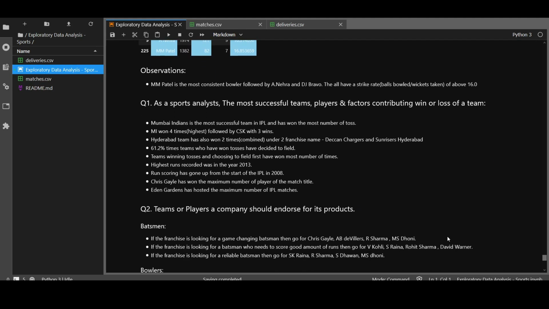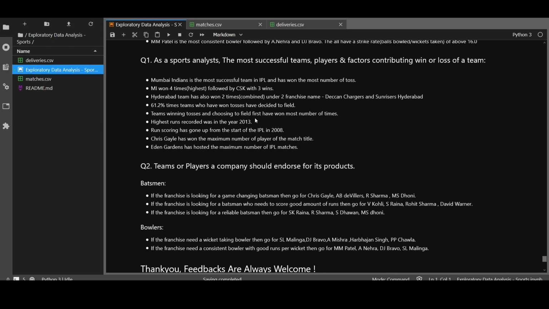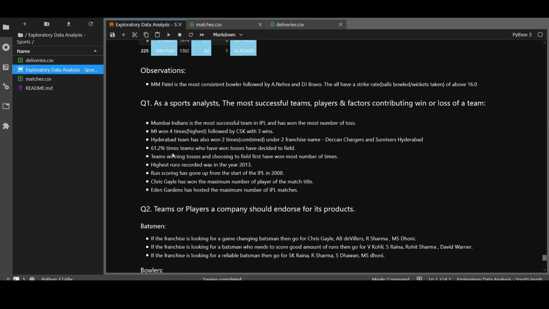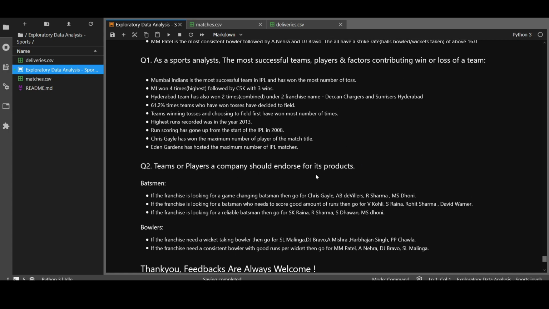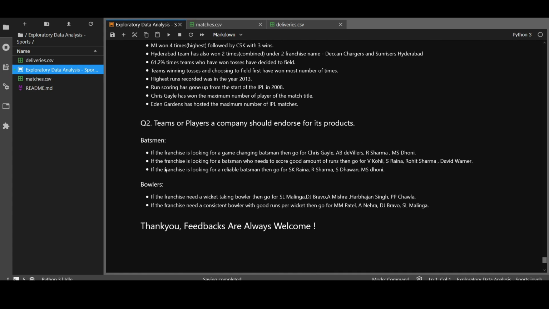So we can conclude with this that, as a sports analyst, the most successful teams, players and factors contributing to win or loss. This is the question which was asked to us at first. I've already explained this, just read it out. These are the observations, and this is the second question which was asked. So this is the answer. For the batsmen, these are the players we will look for, and for the bowlers, these are the players we are looking for.